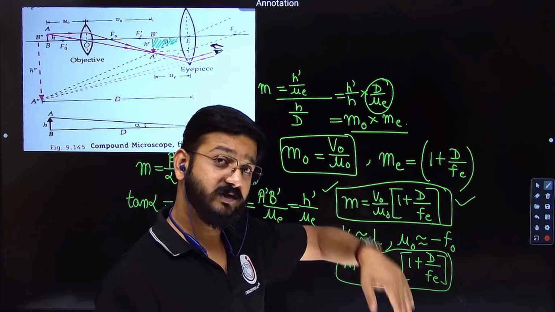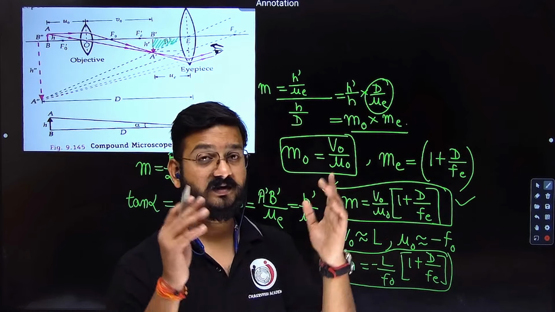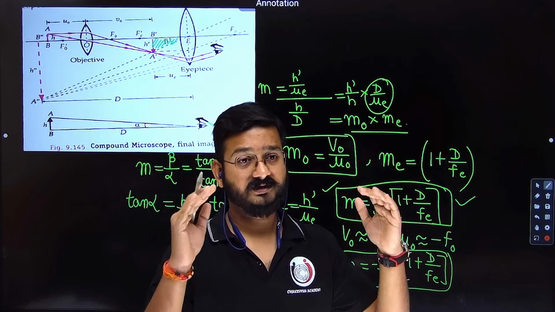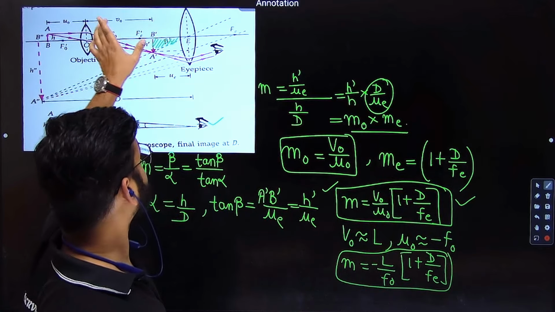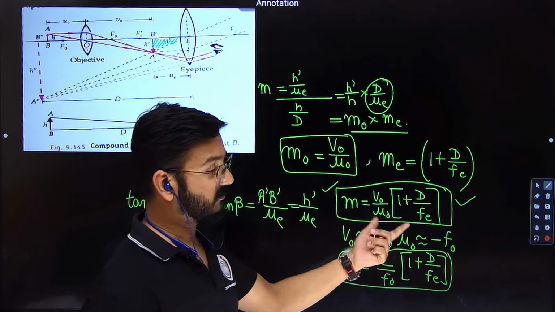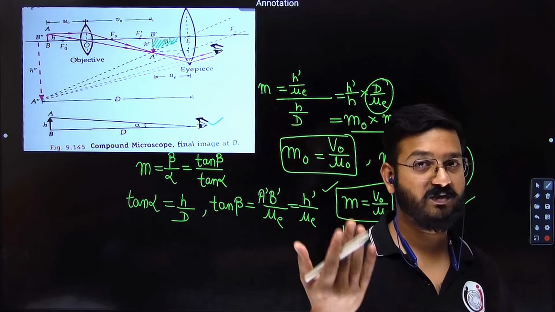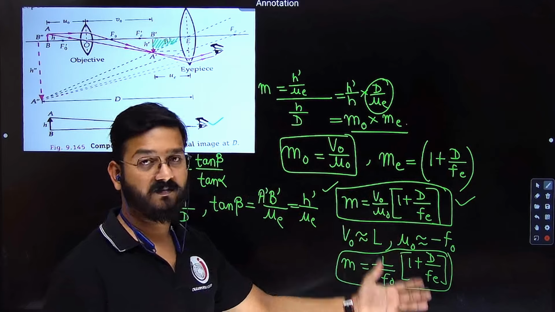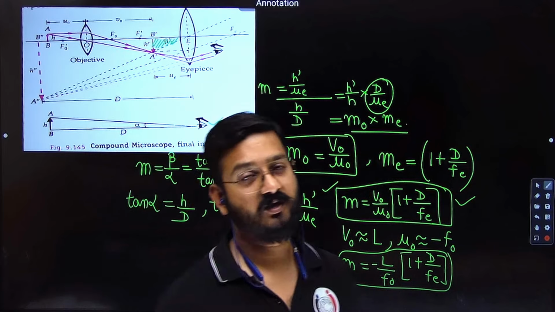Multiply both. After that, take the approximation that the distance between the objective and the eyepiece is almost the same as v naught, and the object distance for the objective is almost the same as the focal length. You can substitute and modify the expression. Okay, I hope that you guys have understood.